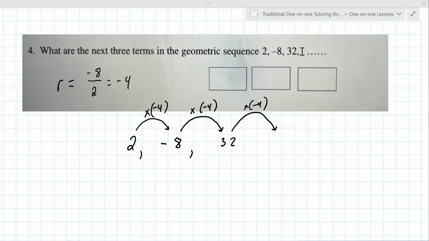Gotcha. Okay. Maris, do you have an answer for me on this one? Yeah, -128. Good. So now you're going to do the same thing. You're going to multiply again by -4 to give you the next one. The numbers do get large pretty quickly. This one will be positive.